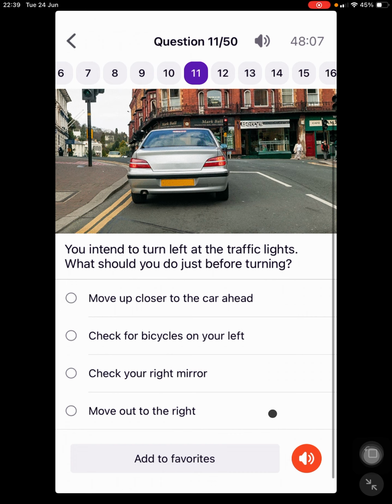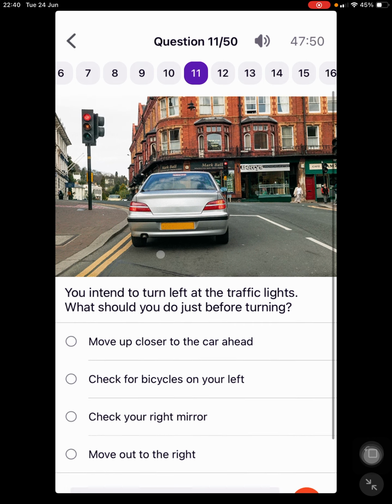You intend to turn left at the traffic lights. What should you do just before turning? Move up closer to the car ahead. Check for bicycles on your left. Check your right mirror. Move out to the right.